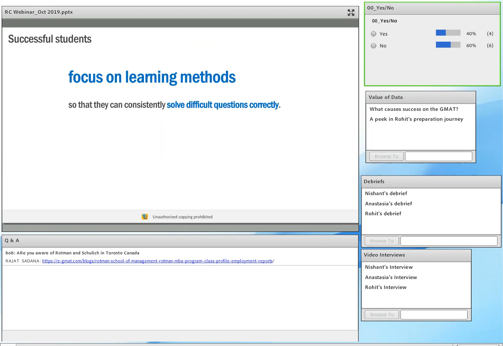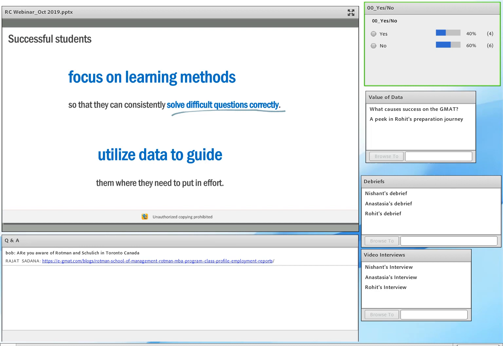So successful students focus on learning methods so that they can consistently solve difficult questions correctly. Your goal is to solve those difficult questions correctly. Only then can you consistently reach that 90th percentile. For that, you need to focus on learning the methods, and you need to utilize the data to guide you where to put in the effort.